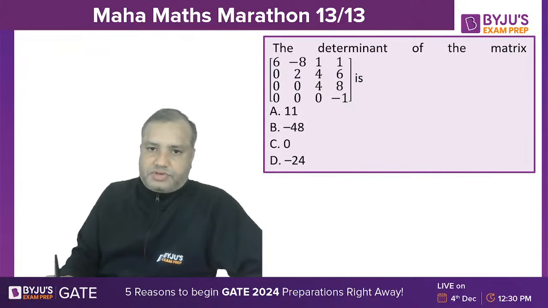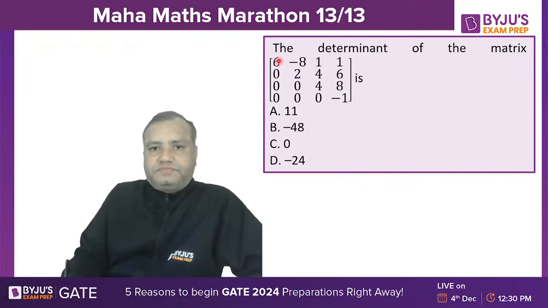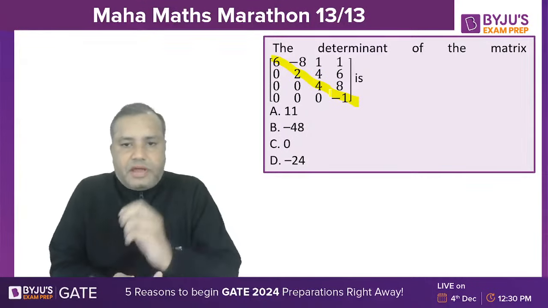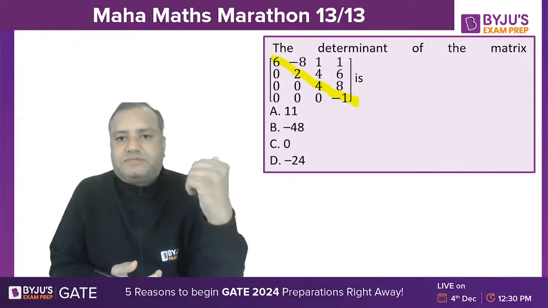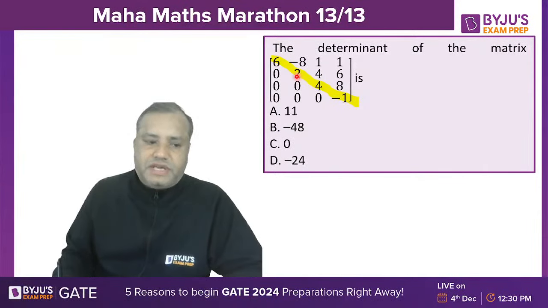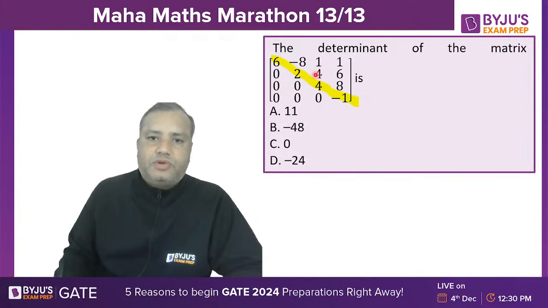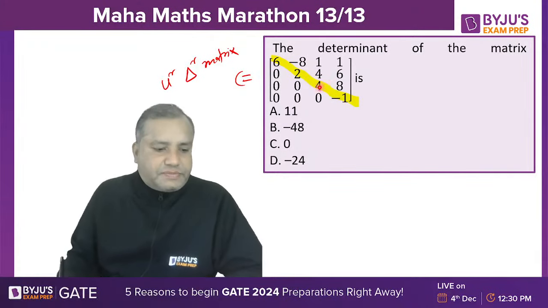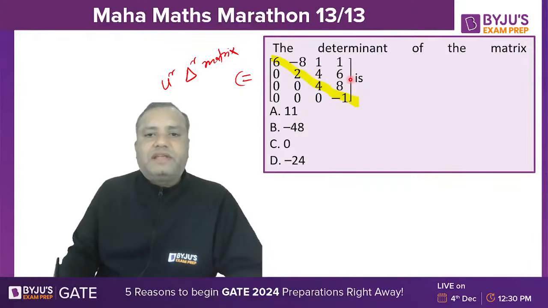Moving to the next. Now, students, very simple question once again. The determinant of this matrix. This matrix is an upper triangular matrix. What is an upper triangular matrix? One in which all the elements below the principal diagonal are 0. So you can see here that all the elements below the principal diagonal are 0. For an upper triangular matrix, the determinant value is exactly equal to the product of the diagonal elements. 6 into 2, 4 into minus 1, that will be minus 48.